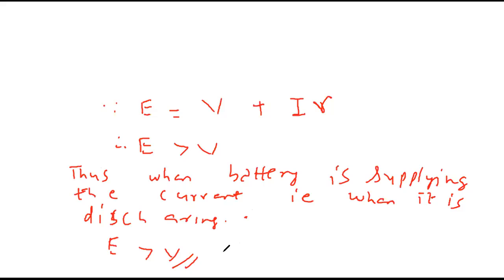If they ask an MCQ: battery is discharging or supplying current, then E equal to V, E less than V, E greater than V, what will you write? E greater than V. Okay, clear? Yes, sir. Copy four lines further.